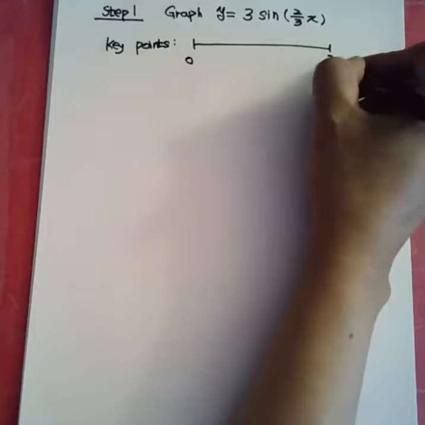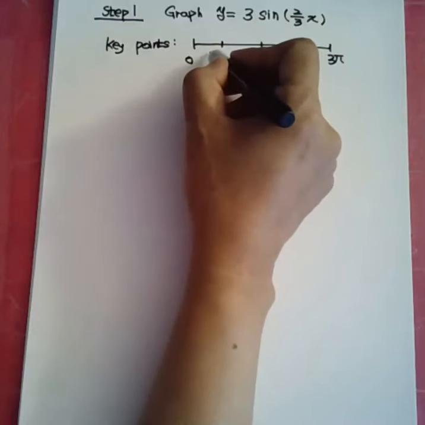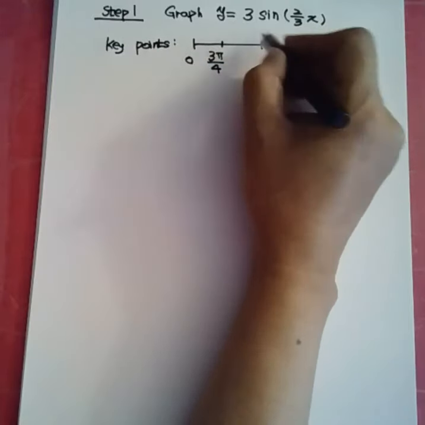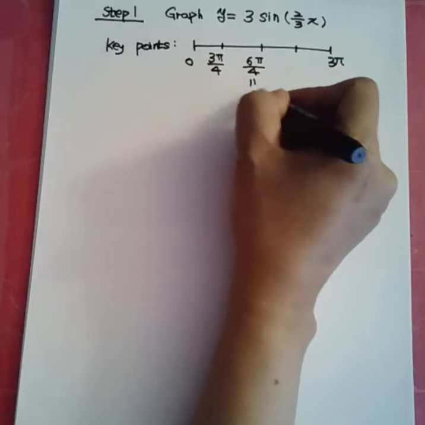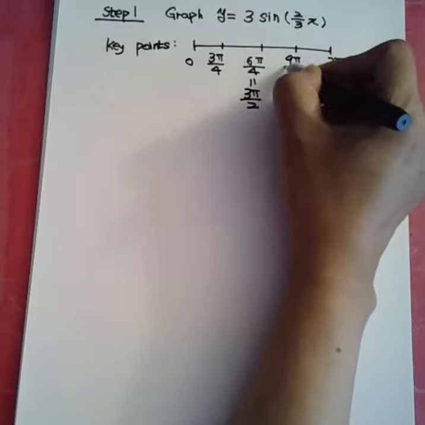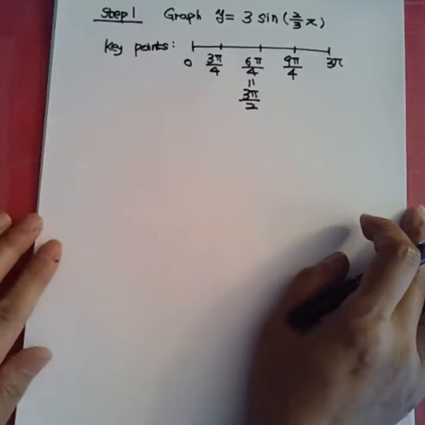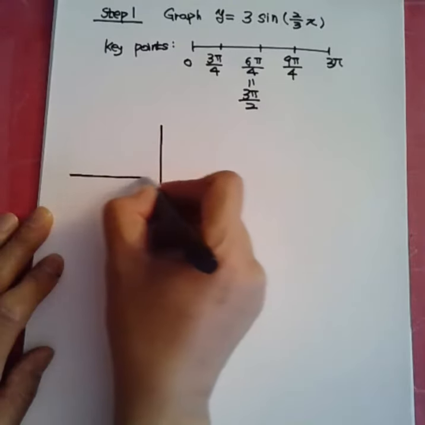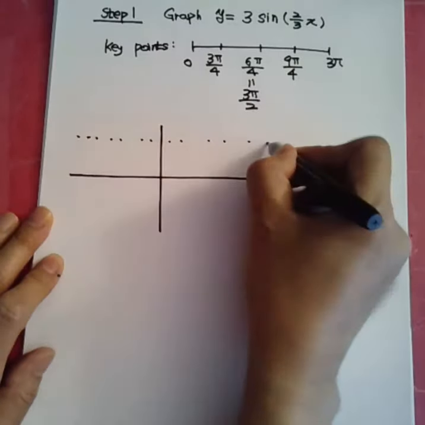That is 0 to 3 pi, and we have to divide the interval into 4 equal intervals. So 3 pi over 4, and then the distance will be the same. The next one will be 6 pi over 4, which is 3 pi over 2. And then if you add 3, that will become 9 pi over 4. And then it becomes 12 pi over 4, which is 3 pi. Let's graph this function. Maximum is 3 and minimum is minus 3.